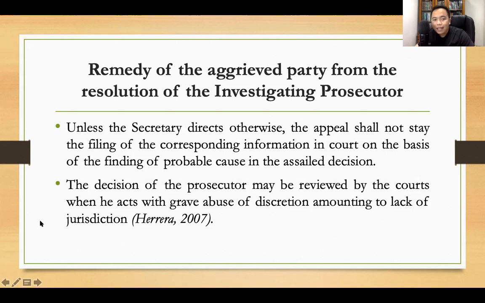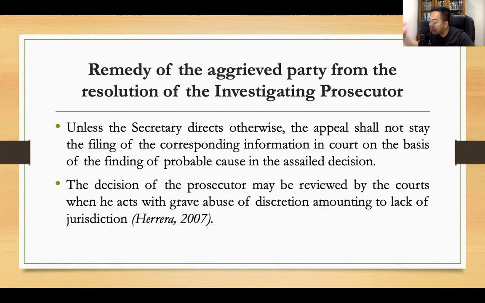Okay? Unless the Secretary directs otherwise, the appeal shall not stay the filing of the corresponding information in court on the basis of the finding of probable cause in the assailed decision. Now, if, for example, you lost your case in the prosecutor's office and then you file a petition for review to the Secretary of Justice, will your petition for review have the effect of suspending the filing of the information in court? Answer: no, it will not.